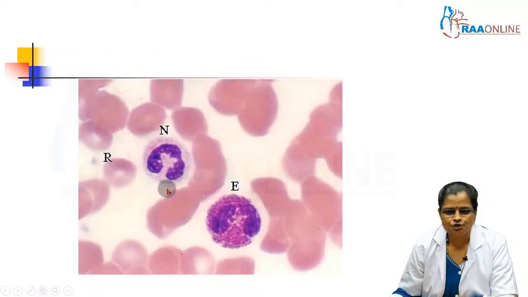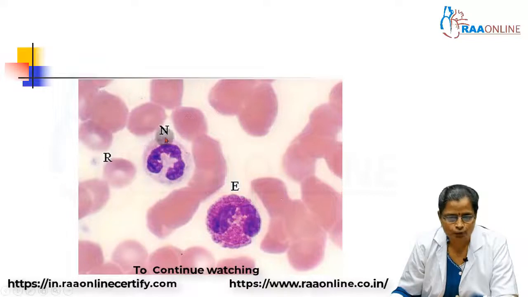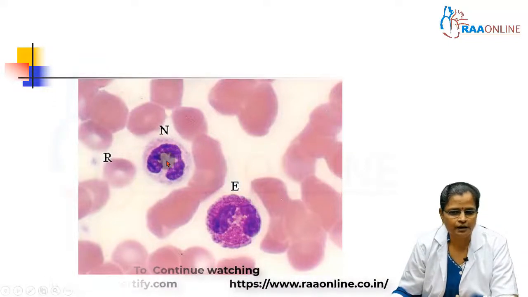This is the slide showing the peripheral smear of blood. In this you have one neutrophil and an eosinophil. This peripheral smear shows the neutrophil structure. See, there are 3 lobes in the nucleus, and the cytoplasm is very clear because it contains fine pink granules.